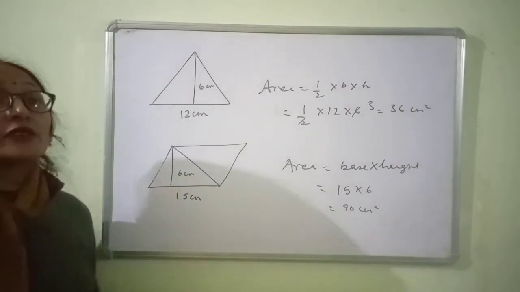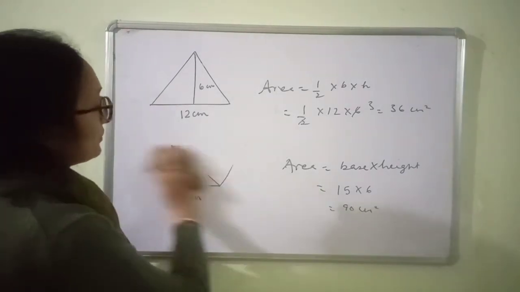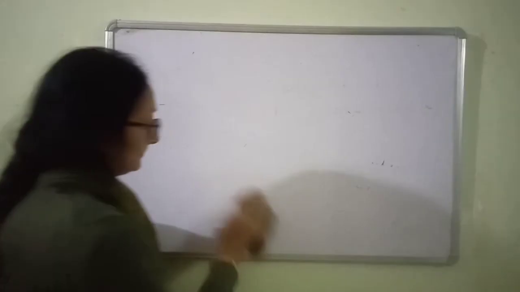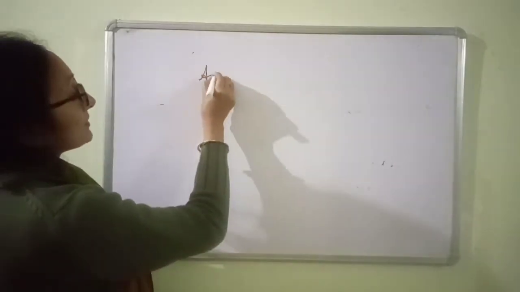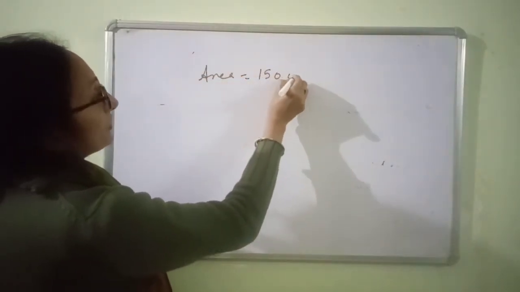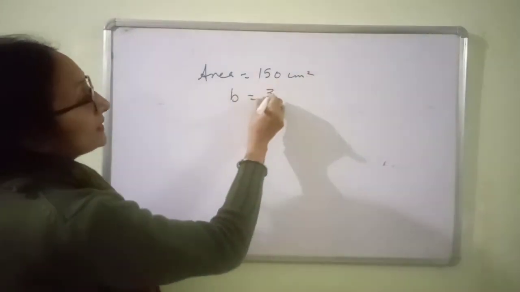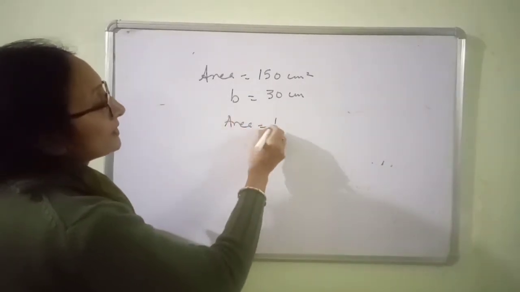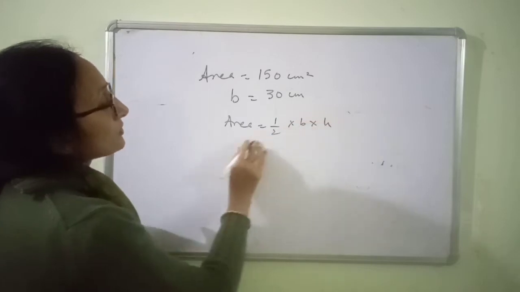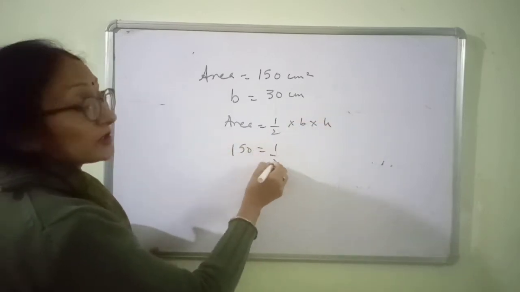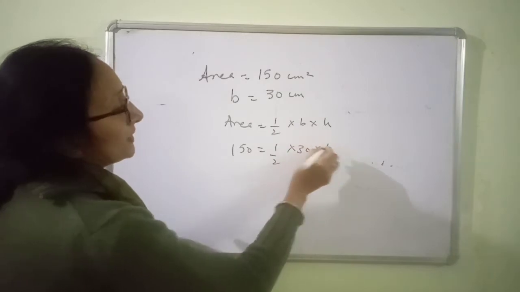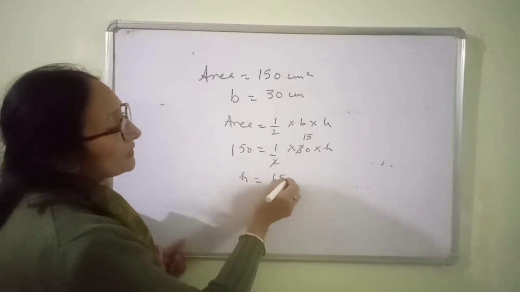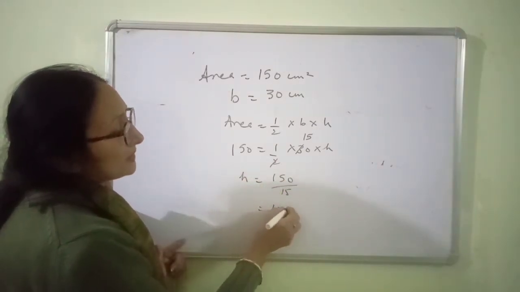Now if either one is given and the area of a triangle is given, then how will we solve? Suppose the area of a triangle is 150 cm square and its base is 30 cm. We have to find the height of the triangle. Now first of all, write the formula. Area is equal to half into base into height. Now substitute the values. 150 is equal to 1 upon 2 into 30 into h. So simplify it. 30 divided by 2 is 15. h will be equal to 150 upon 15, that is equal to 10 cm.